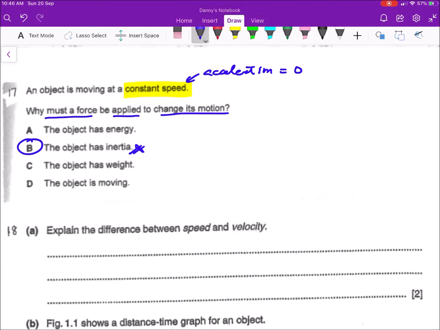Okay, so if you do not know what inertia is, I suggest you ask your teacher, and in class they may give you a better explanation.